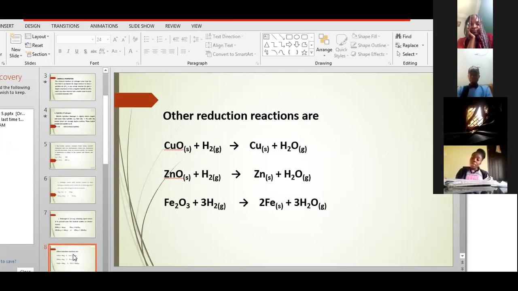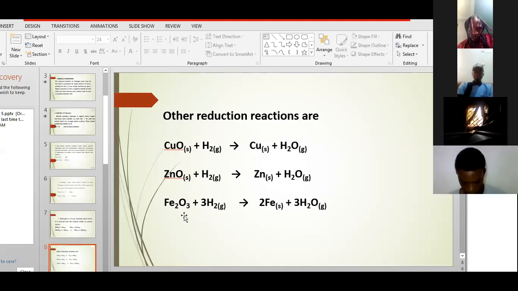Now, we have other reduction reactions. Copper 2 oxide reacts with hydrogen gas to give us copper solid and steam. Zinc oxide reacts with hydrogen gas to give us zinc solid and steam. Iron 3 oxide reacts with 3 molecules of hydrogen gas to give us 3 molecules of steam and 2 molecules of iron.